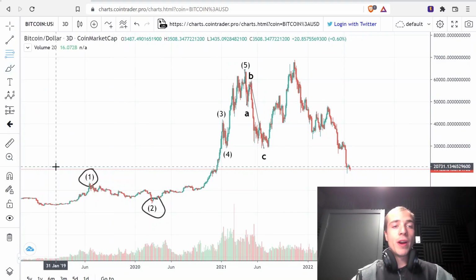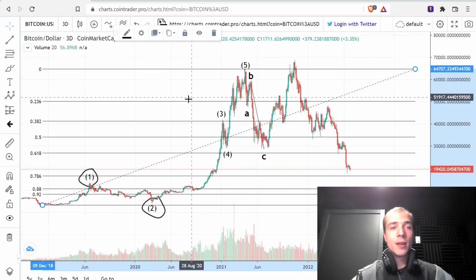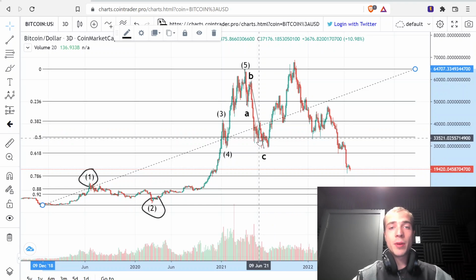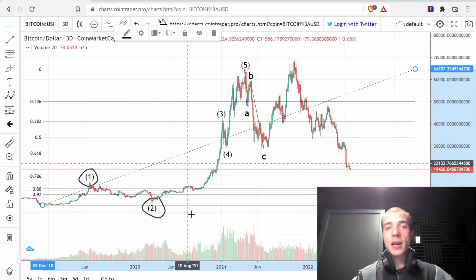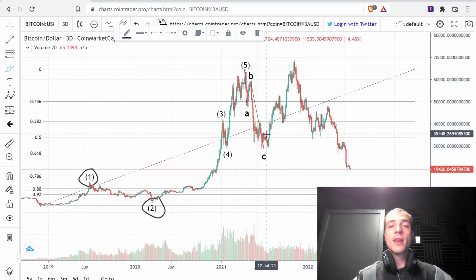And also a very common buy zone is the 618 level. And if we go from the bottom to the peak here, you can see how this was in between the 50% and the 618. So this was looking like a pretty good buy down here. And sure enough, it was. I did purchase some coin down here.